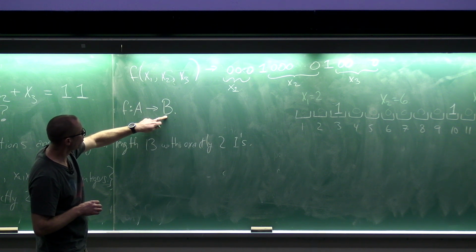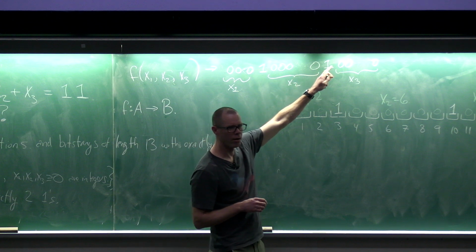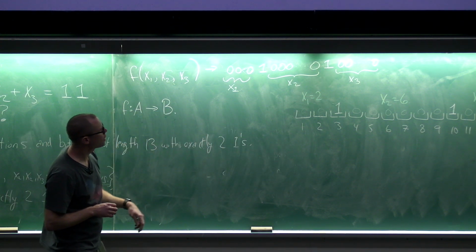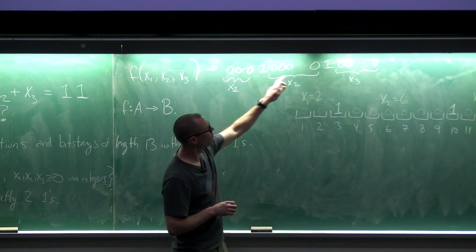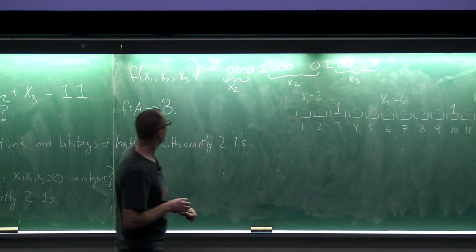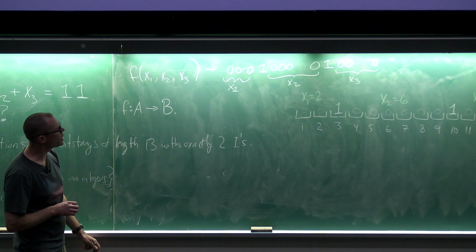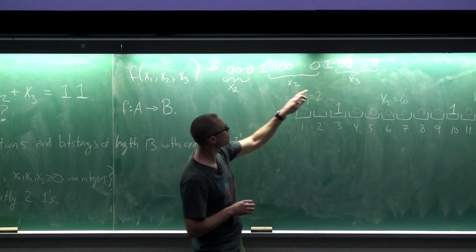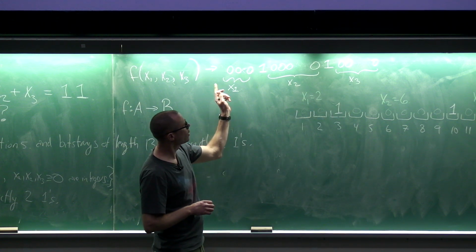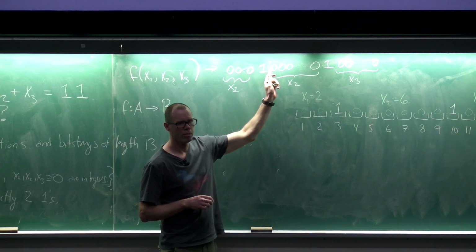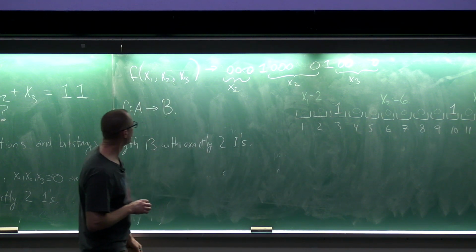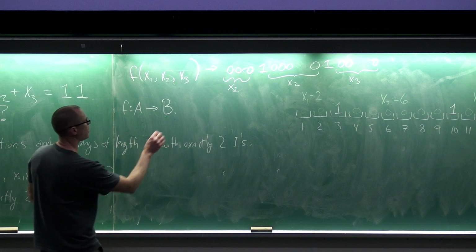Let's check. So to be in B, I have to be a binary string. Yes, looks like I'm only making binary strings. I have to have exactly 2 1s. Yep, everything is zeros except for these 2 1s. And my length has to be 13. Why is the length 13? Well, it's 13 because x1 plus x2 plus x3 is 11. So this string has 11 zeros plus the 2 1s, which means it has length 13. So definitely f is a function from A to B.